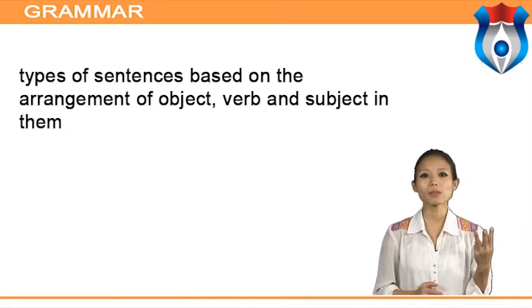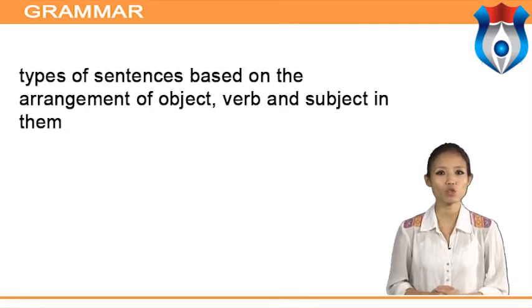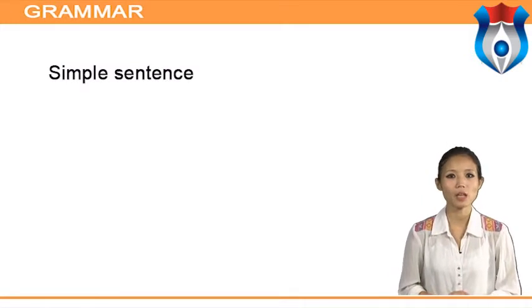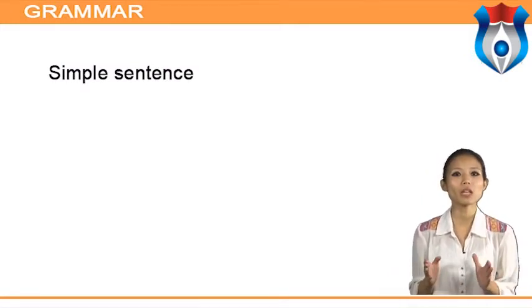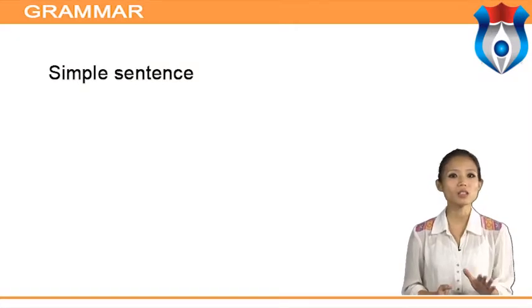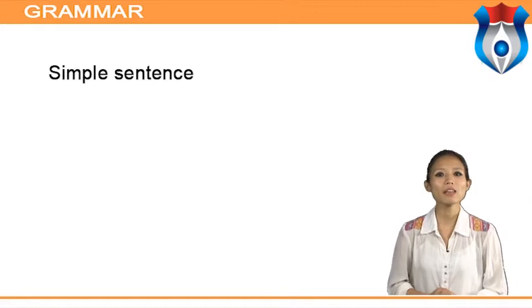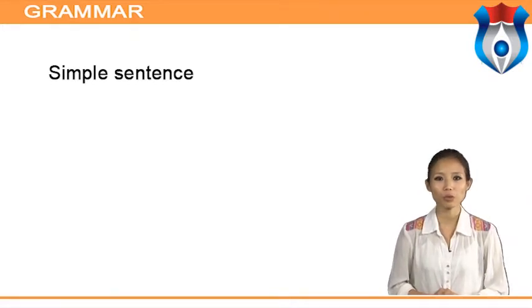There are three types of sentences based on the arrangement of object, verb and subject in them. Simple sentence. A simple sentence consists of an independent clause, so it contains a subject and a verb. It does not contain either a dependent clause or another simple sentence, but can have a compound subject and verb.